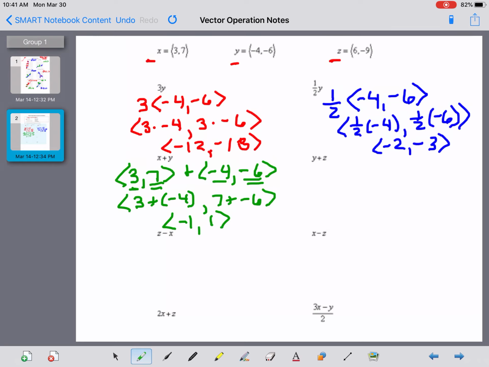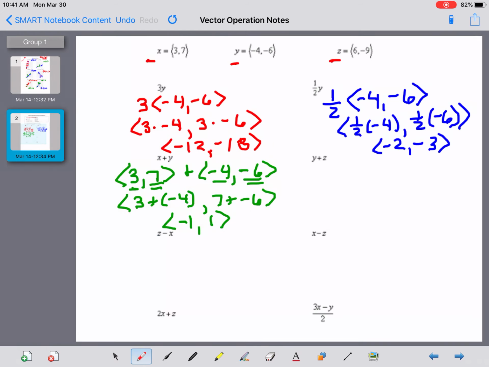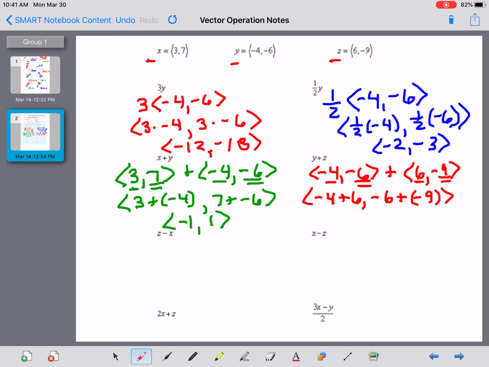So moving on here, we'll try my next one, y plus z. So y is -4, -6. And I'm going to add to it z, which is 6, -9. So again, we're going to add those horizontal components, the first two together first, -4 plus 6. And then I'm going to add my vertical components, my second two, -6 plus -9. -4 plus 6, my horizontal components gives me 2. -6 plus -9 gives me -15. And there's my resultant vector.